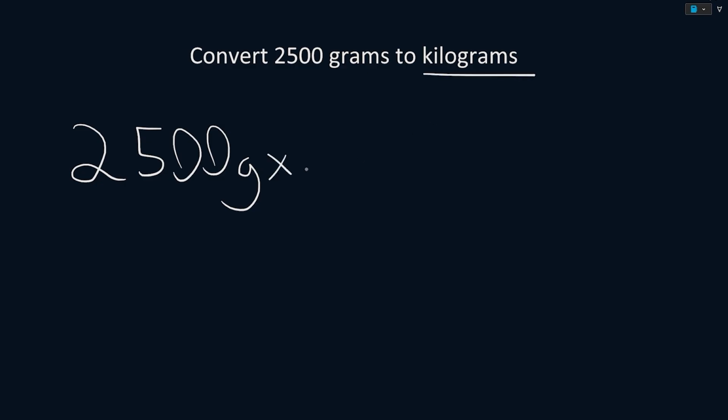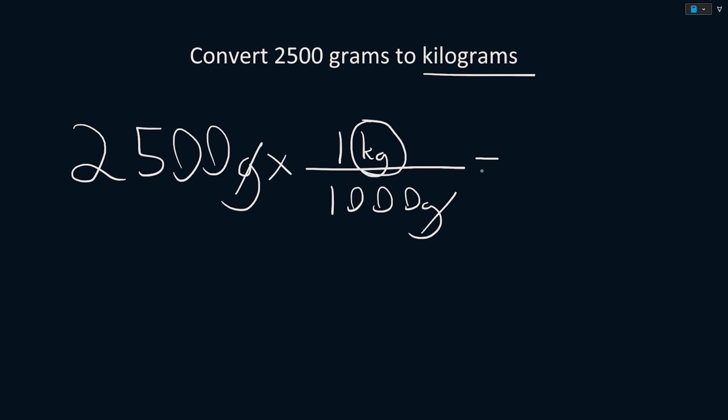In order to do this, we must multiply through a conversion factor. Our conversion factor will relate 1 kilogram to 1,000 grams. Multiplying through this, we see that the grams cancel out and leave us with kilograms. Solving this, we get that 2,500 grams divided by 1,000 grams is equivalent to 2.5 kilograms.